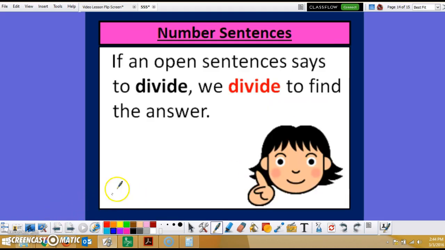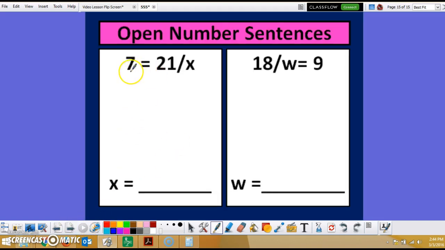What about division? As I had mentioned, for multiplication and division, you divide every time to get the answer. So if an open sentence says to divide, then you divide. So in this case, you take the information you know again, 7 and 21, and you actually divide. So I'm going to take 21, divide it by 7, and I'll find out that x equals 3. Same thing with 18 and 9. 9 goes into 18 2 times, and it makes sense because when I plug in 2 to w, I'm going to get the correct equation.